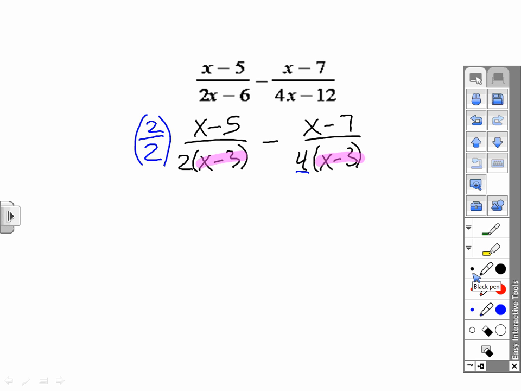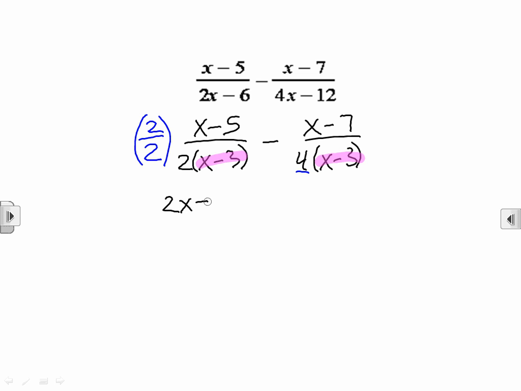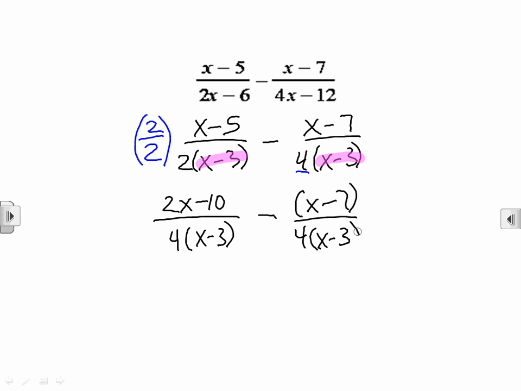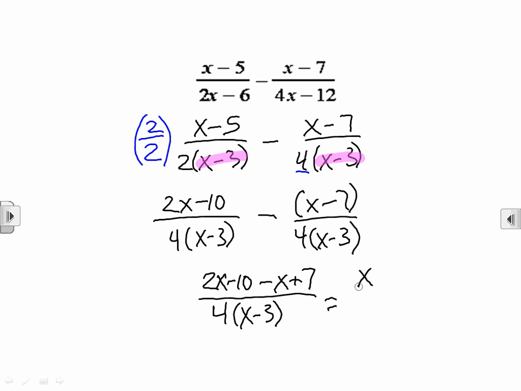So that would mean I need to do 2x minus 10. I'm just distributing that 2 over 4 times (x minus 3) minus 7. All right, so let's combine. So (2x minus 10 minus x plus 7) all over 4 times (x minus 3). 2x minus x is x. Negative 10 plus 7 is negative 3. Hey, over 4 times (x minus 3).